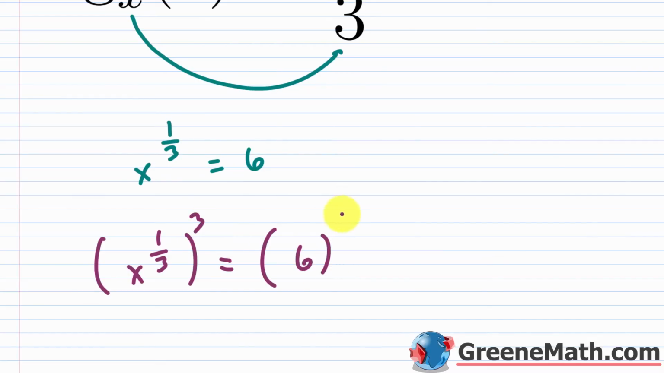So let me put an exponent of 3 and an exponent of 3. Basically, by the power to power rule, we know that x would stay the same. 1/3 times 3 is 1. So now I just have x by itself. And this equals 6 cubed, which is going to be 216.